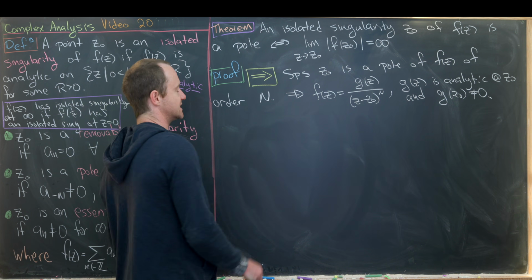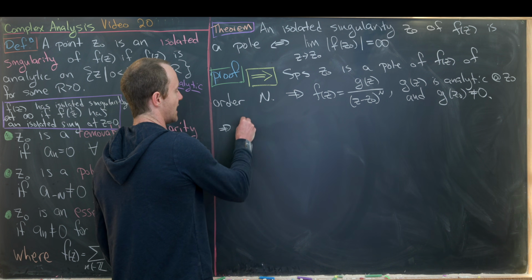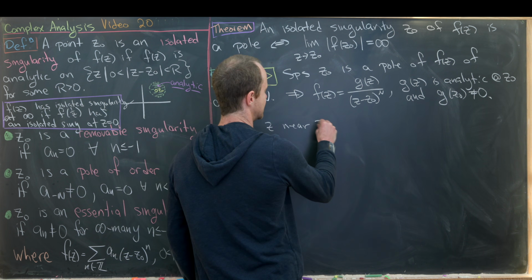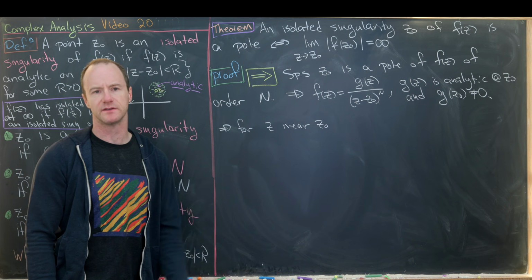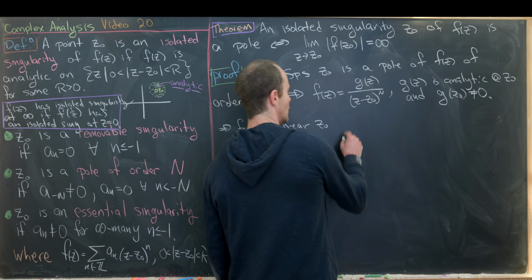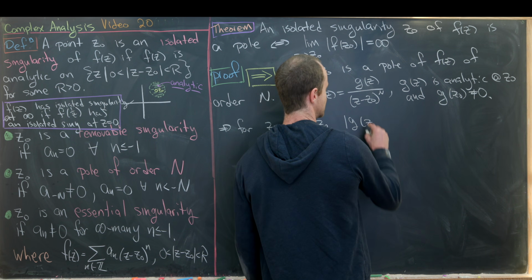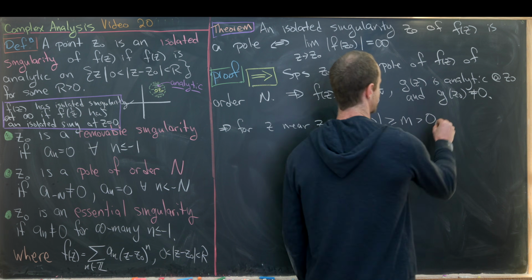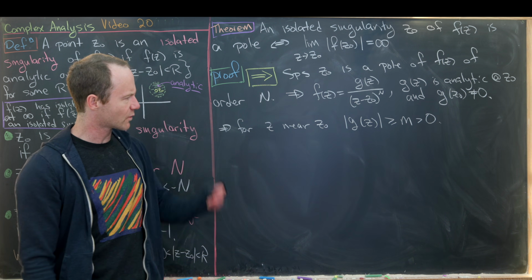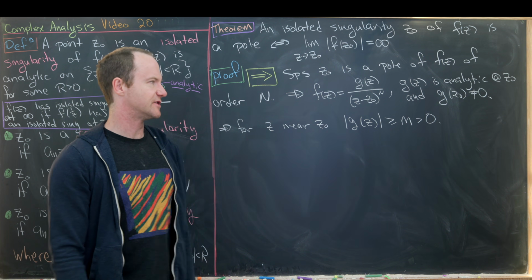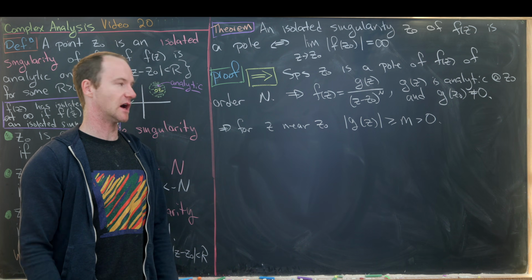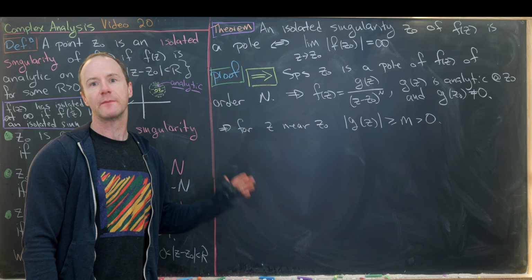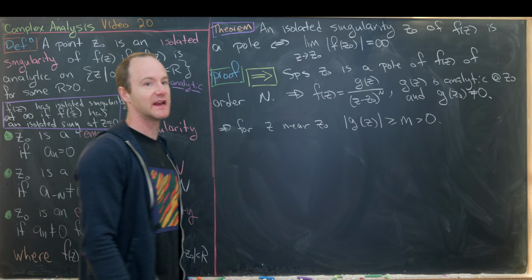Now, by the fact that g of z is analytic at z naught and g of z naught is not equal to 0, that means that for z near z naught, so within some sort of delta neighborhood, if you will, we have the modulus of g of z is bigger than m, which is strictly bigger than 0. So in other words, since it's non-zero there, it does not have a 0 at z naught, we can bound it away from the number 0. Okay, so that's good, but now we're pretty much ready to do it.